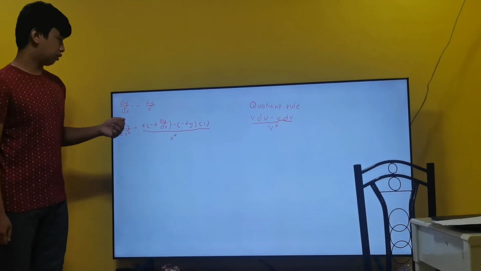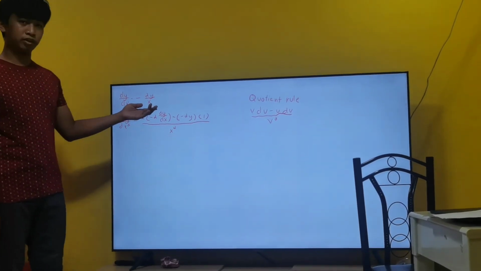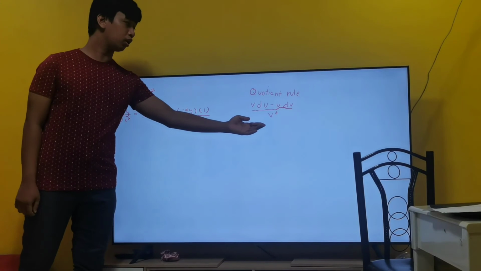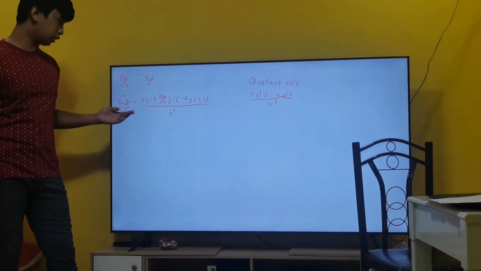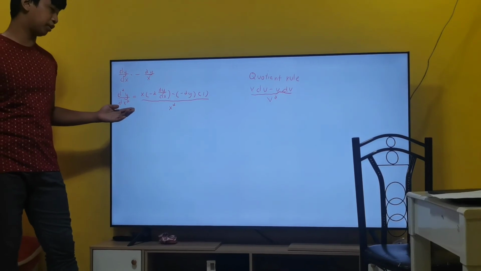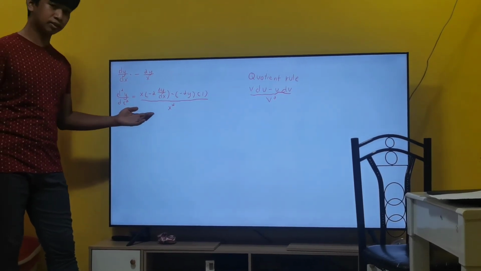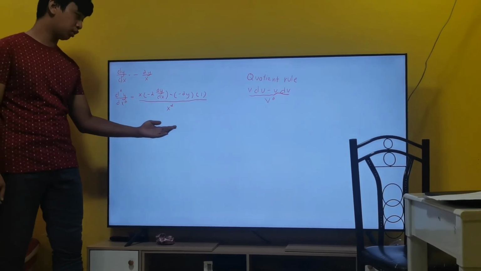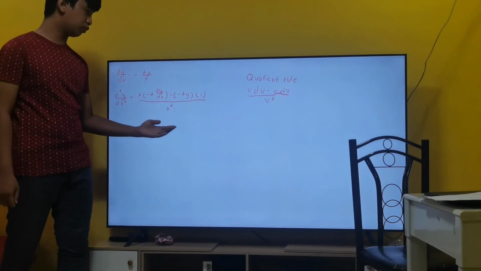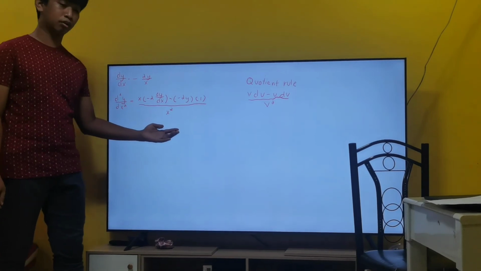So, this is not yet our final answer. For our next step, we'll use the quotient rule in here. So, it will become d squared y over dx squared is equal to x times negative 2 dy over dx minus negative 2y times 1, all over x squared.